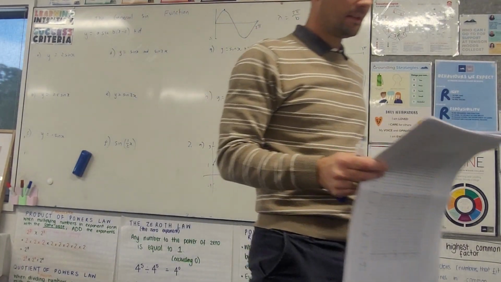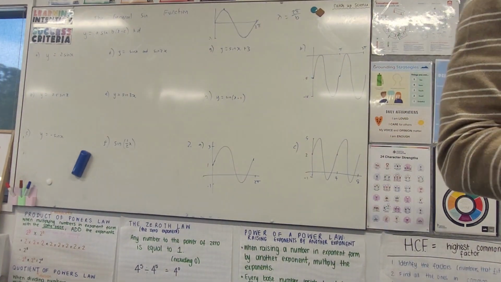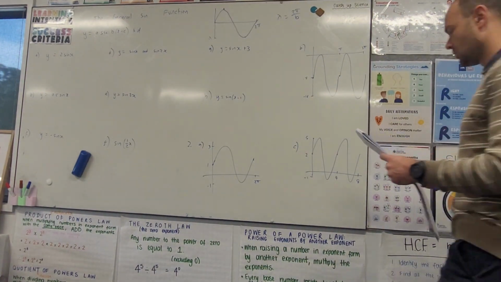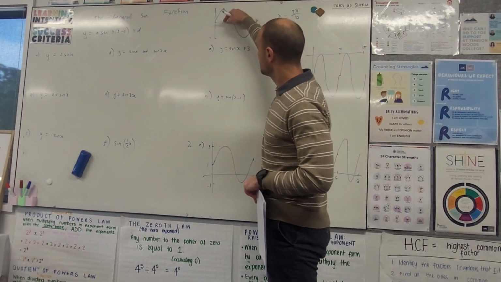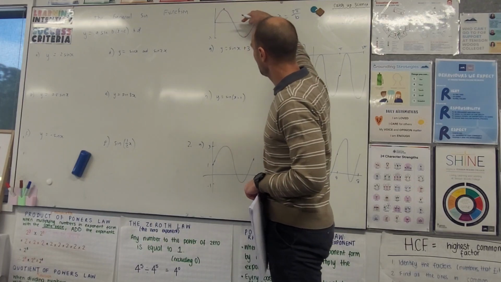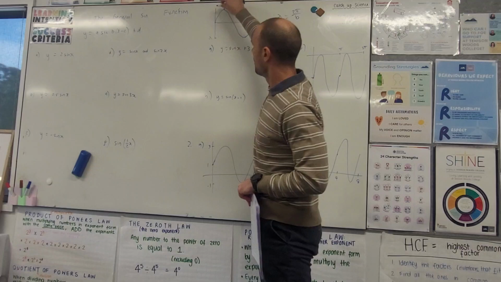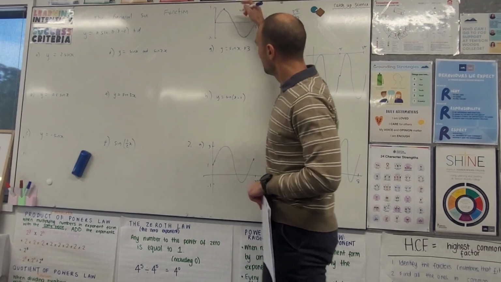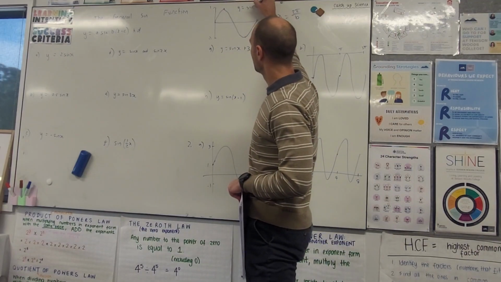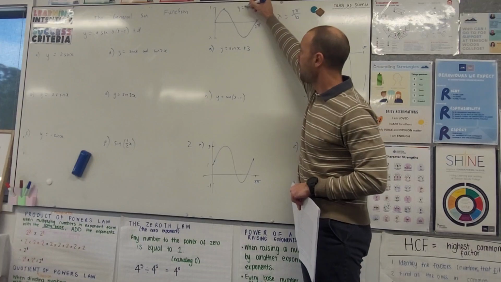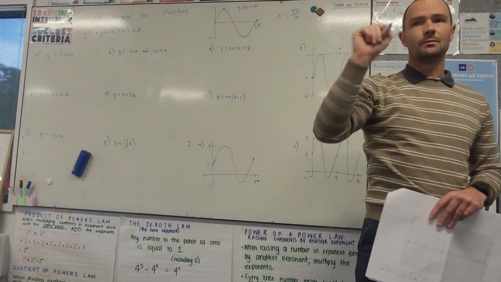It is the distance from a peak to a trough divided by 2. It's the distance from the principal axis to a peak or the principal axis to a trough. That's how far the amplitude is. And we know for the basic sine function, if we have y equals sine x, the number out the front here is 1. So the amplitude is 1.